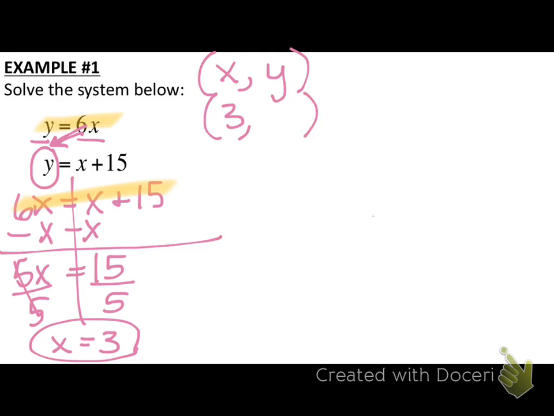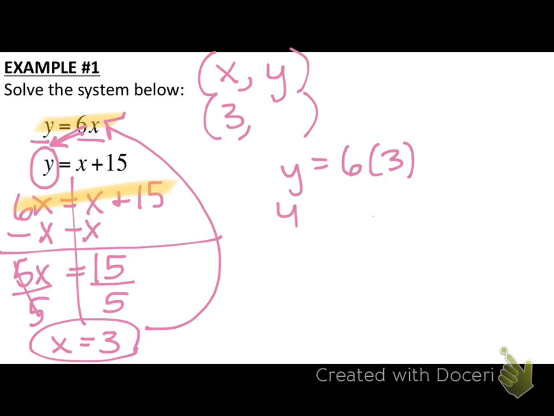Well, if I have x, I could plug it back in. I'm going to use that 3 for x. So then y equals 18.